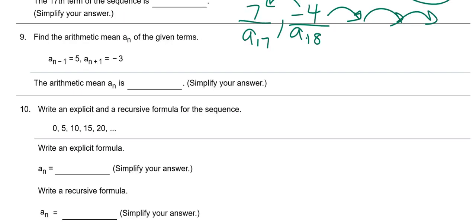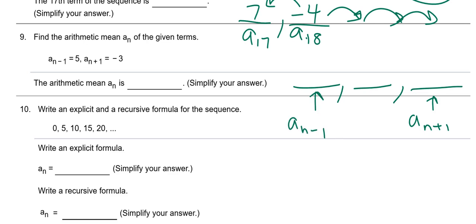Okay, question 9 is actually pretty easy. Question 9 is saying, okay, you've got some term. There's actually 3 terms. This one is a sub n plus 1. This one is a sub n minus 1. This is a sub n. So it looks like they give me the one on the right, -3, and then the one on the left is 5, and they want to know how to find the middle one. Well, this is where we talked about adding the 5 and the -3 together and dividing by the number of values that you have. So 2 over 2 is 1.